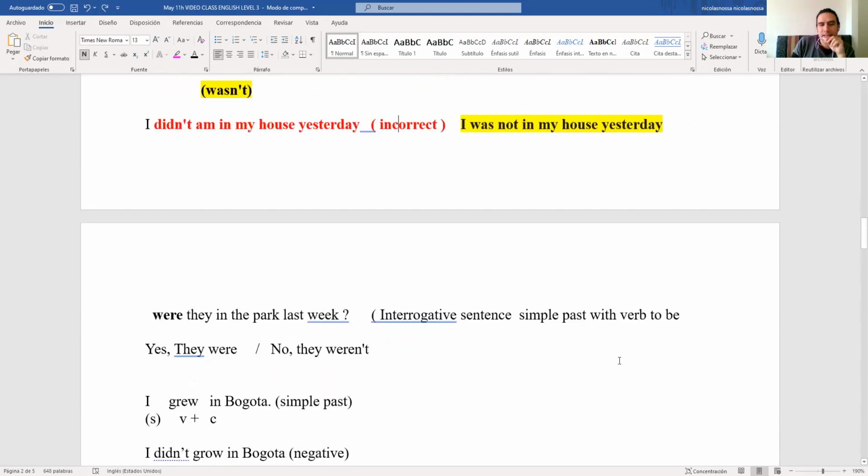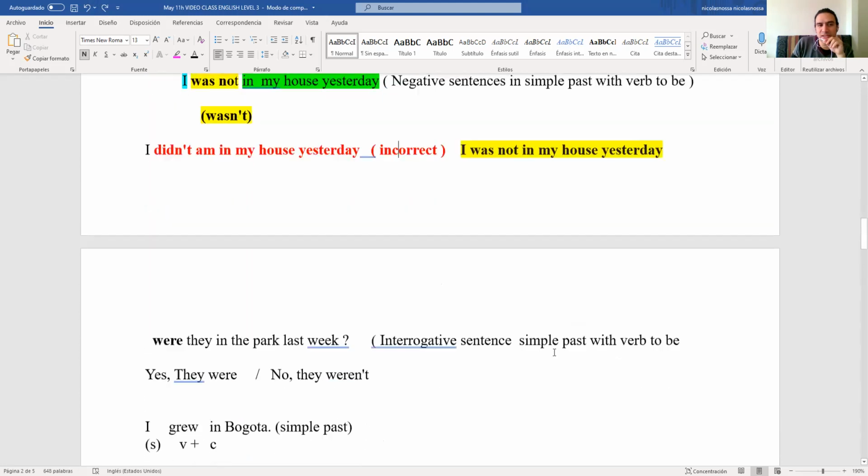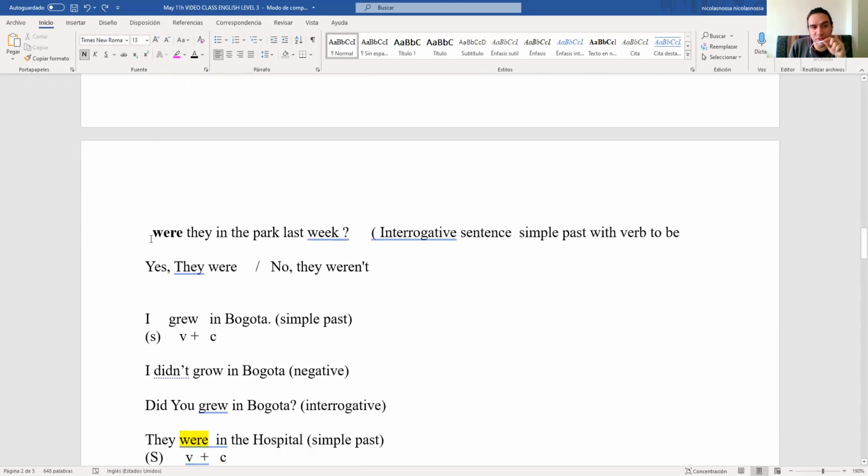Okay. Other examples, interrogative sentences, for example, with the verb to be, ¿no? Una oración interrogativa con el verbo to be. Igual, pues aquí el auxiliar es el verbo to be, entonces sería así. Were they in the park last week? ¿Estuvieron ellos en el parque la semana pasada? So, yes, they were. No, they weren't. Short answers, okay?